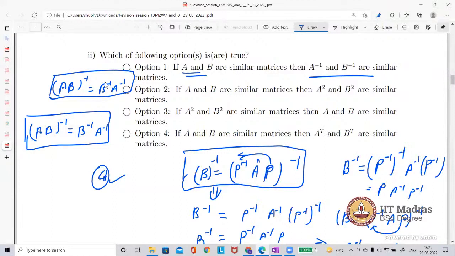Okay. Now, what about the second option? If A and B are similar matrices, then are A square and B square similar? Yes, sir, they're similar. So how are you concluding that?